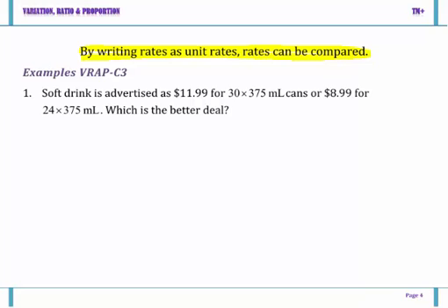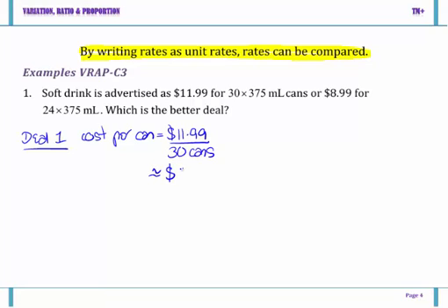Okay, so firstly you have soft drink is advertised at $11.99 for 30 by 375ml cans, or $8.99 for 24 by 375ml. Which one's a better deal? So to work out the better deal, if we look at the first one, we need to know what our cost per can is so we can compare. So our cost per can is going to be $11.99 over the 30 cans. Put that on your calculator, you get 0.3996, actually, it's exactly, because that's recurring, per can.